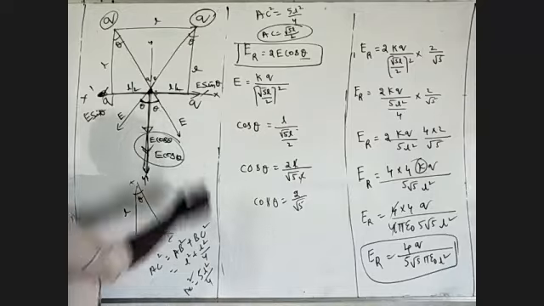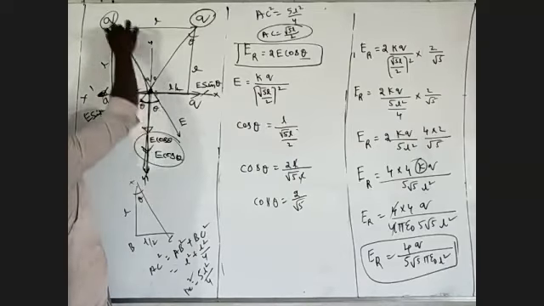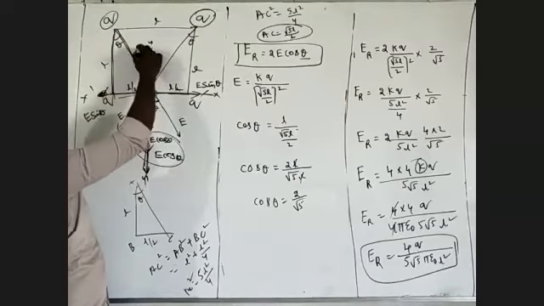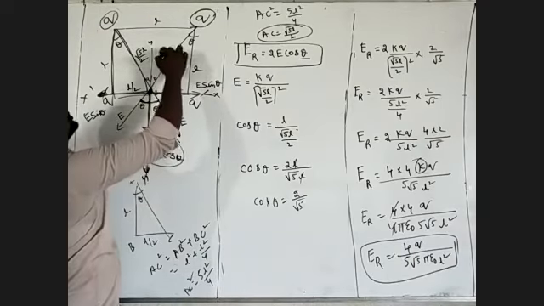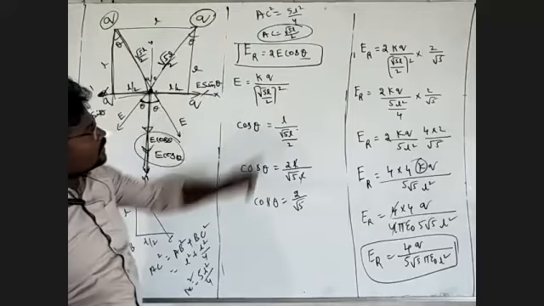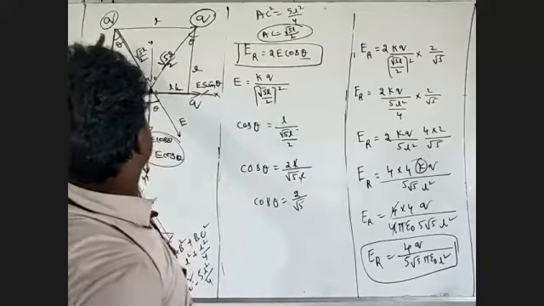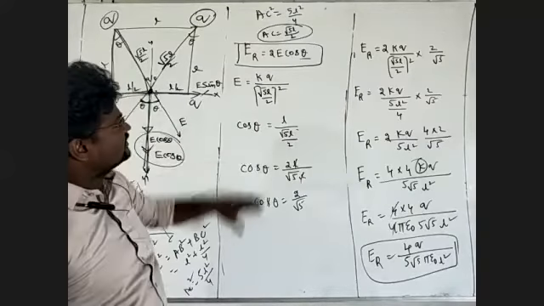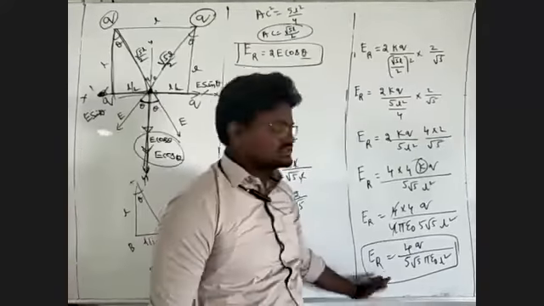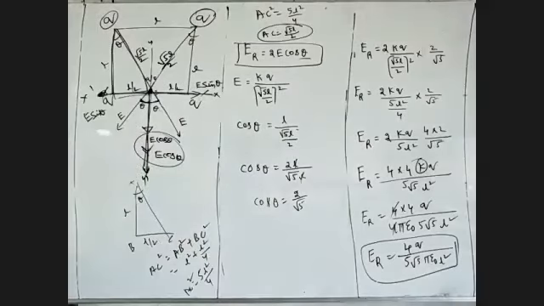To E cos theta. According to Pythagoras, this is L, this is L by 2, and this is root 5 L by 2. Now this is 2E cos theta. E means the electric field between two charges. Cos theta means adjacent by hypotenuse. Putting these two values here, you get this answer. This is very, very important problem.